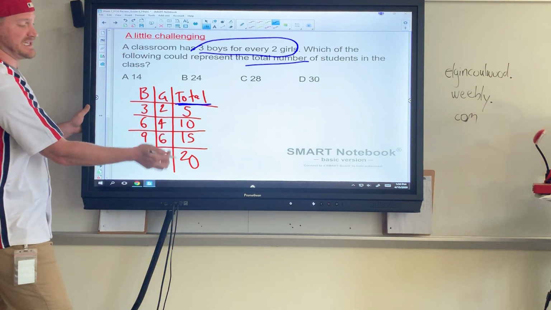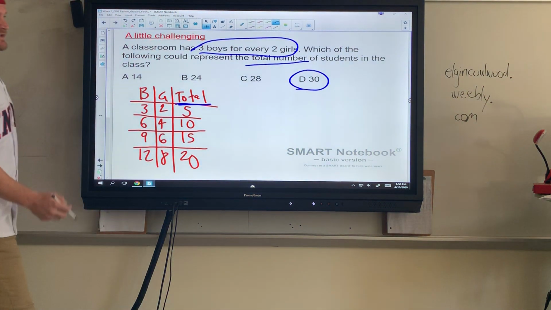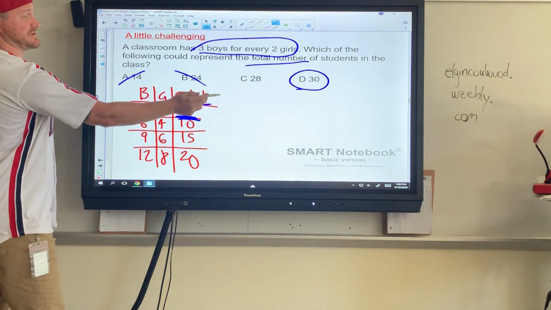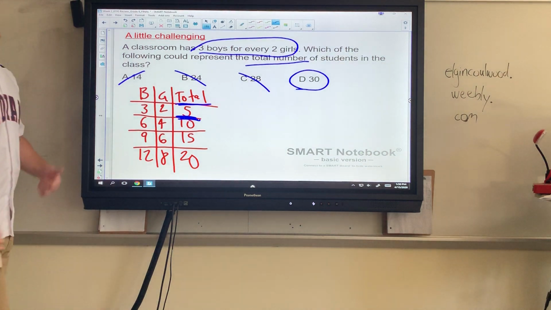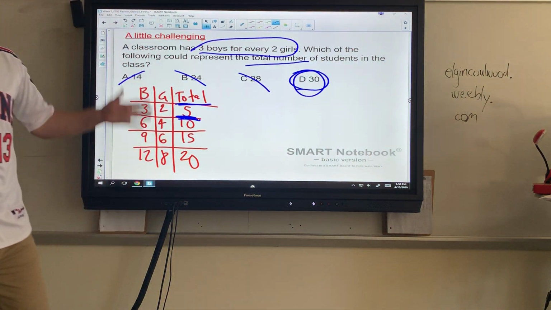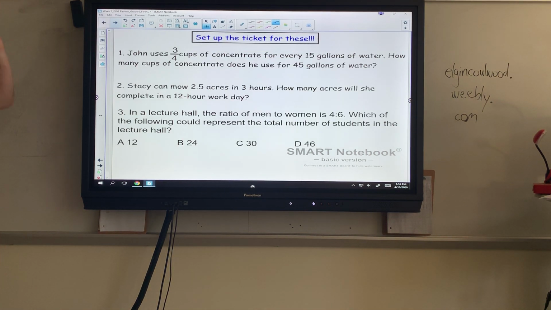This would be 5, 10, 15, 20, 25, 30, 35, 40. In this case, 30 would be the answer, because 5, if we're counting by this number, does not go into 14, doesn't go into 24, does not go into 28. It does go into 30, so 30 could be a representation of this specific ratio. All right, based on those 3, go ahead and pause the video and try these on your own.